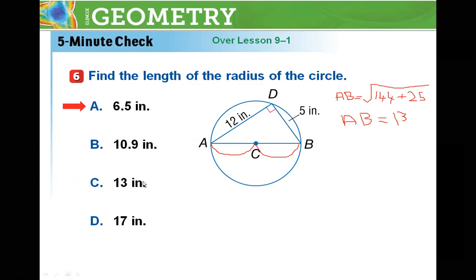Pay attention to this. He gave you the 13 here. When you get 13, you could choose C directly. But we ask you about the radius, not the diameter. Thanks, Mazen. Right.